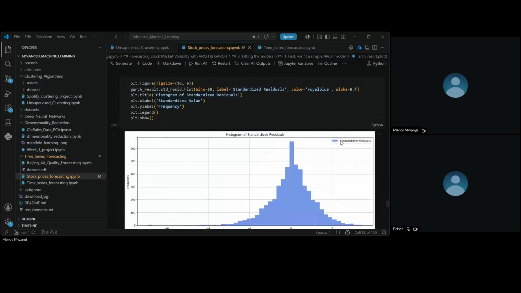Another thing we said, remember when we did our ARMA, there are four diagnostic graphs we plotted: the standardized residuals, a histogram, a correlogram, and the one with the fancy name, the QQ plot.